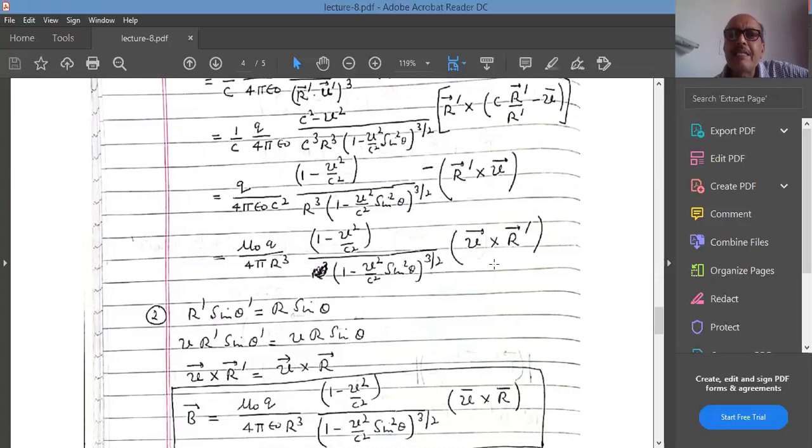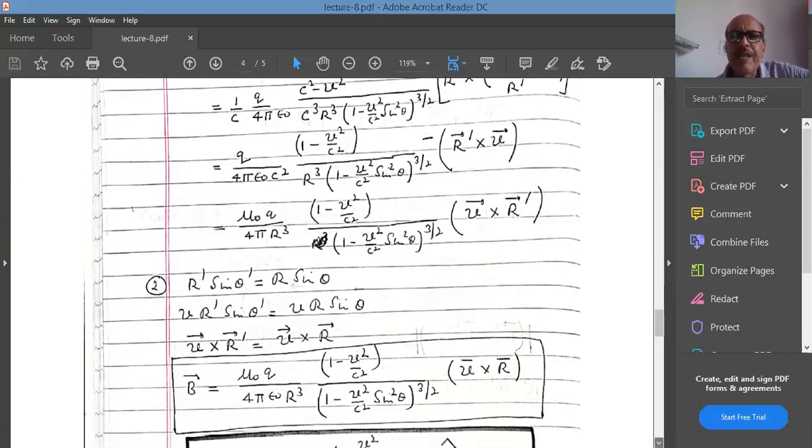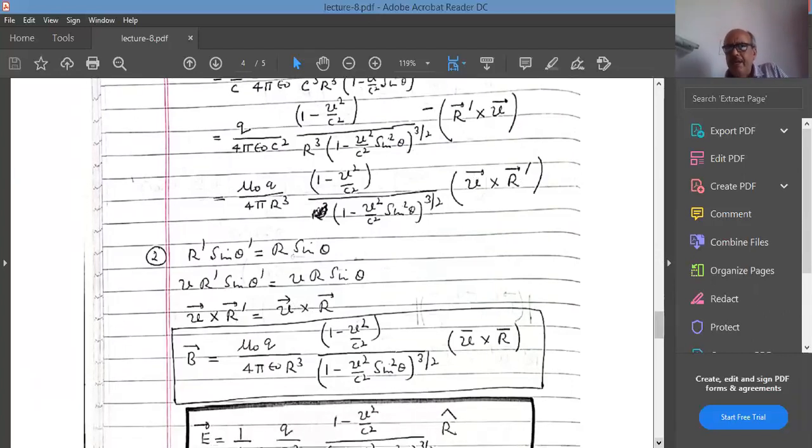So we can replace this by B cross R, and our magnetic field expression also takes a proper shape in terms of basically the present position vector. B is equal to mu 0 Q upon 4 pi R cube, 1 minus B square upon C square divided by 1 minus B square upon C square sine square theta to the power of 3 by 2, into B cross R.